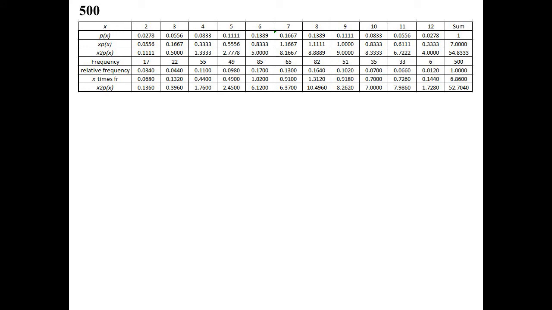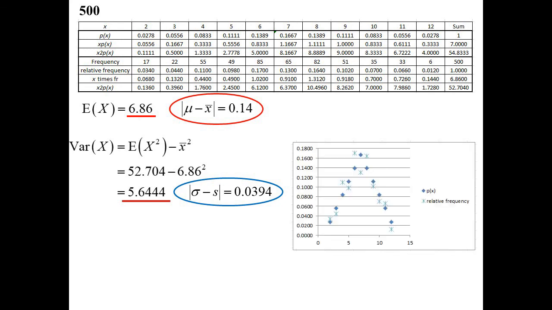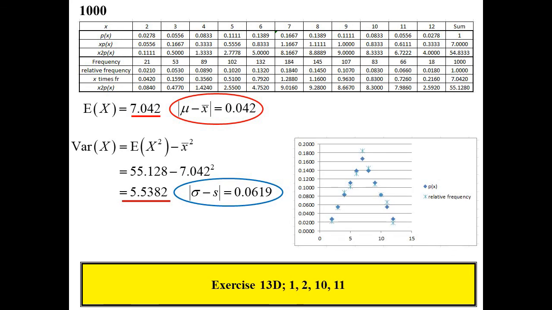All right, 500 times. 6.86 for the expected value, so I'm out by 0.14. Variation, 5.644. Deviation, 0.04. And there's my graph. Finally, if I did it 1,000 times, 7.042, so I'm only out by 0.042, and the deviation has a 0.0619 difference. Having done it 1,000 times, my sample is very, very close to the actual population results.